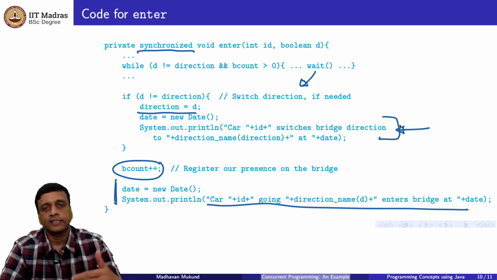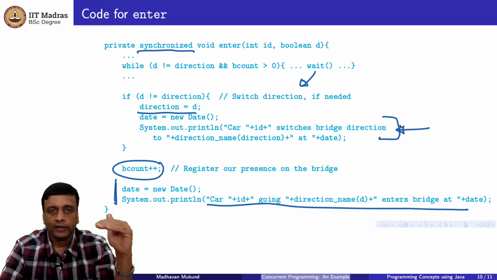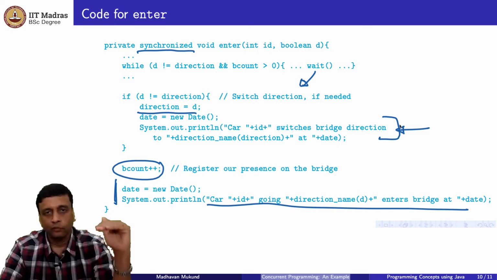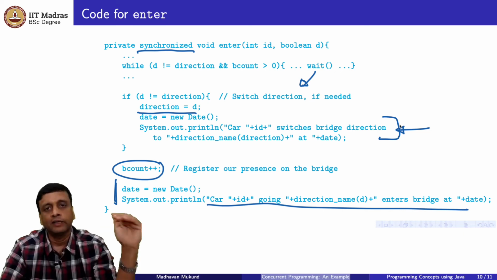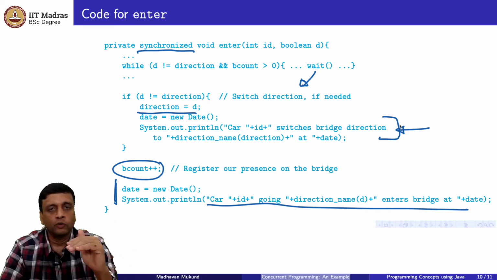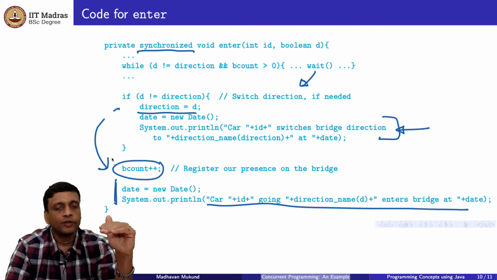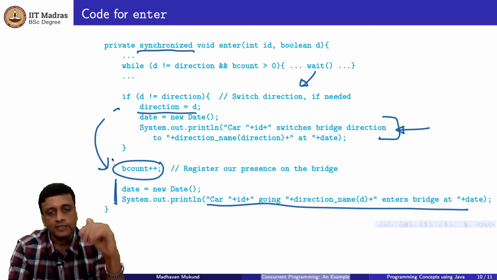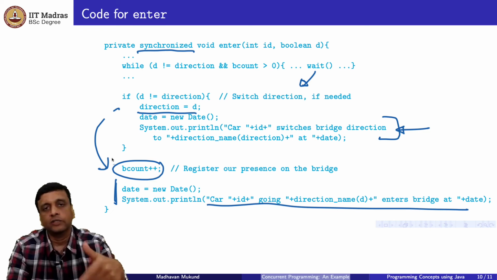Now this is a 3-step process. First you check if you can enter. If you can't enter, you print a message saying I am stuck, and you wait. Wait means you take that condition variable and you wait. When you are notified, you come out. Either you've got the right direction or the bridge count is 0. If you got the right direction, you just skip past this and go here. If it's the wrong direction, then you first reset the direction to be your direction, and mention that in the diagnostic.